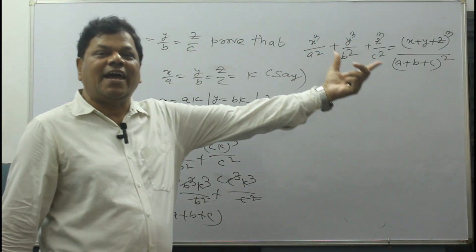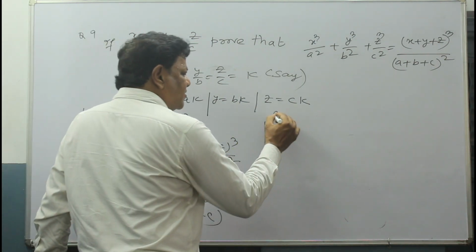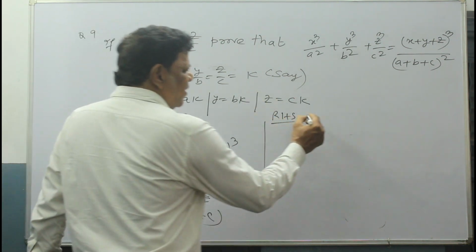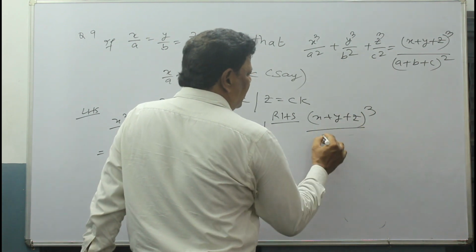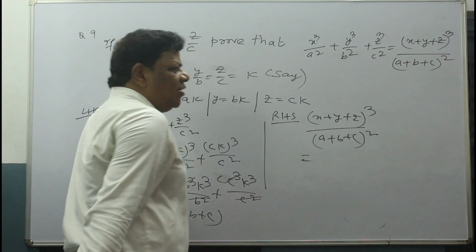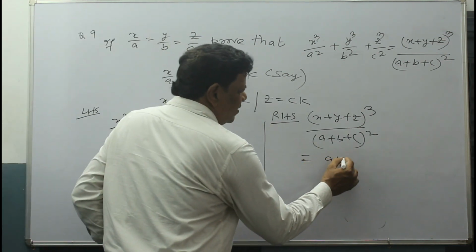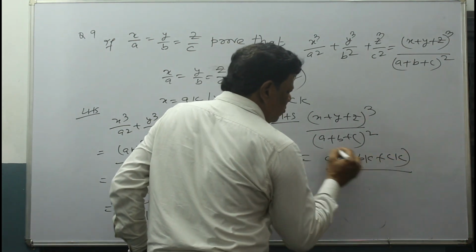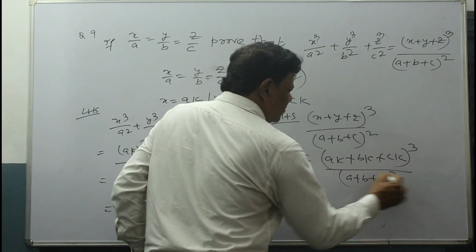The same thing I have to get from the right hand side. Then both are equal. So I have to do the RHS now. Okay, children. RHS, what is given? x plus y plus z whole cube by a plus b plus c whole square. Now x equals what, children? x equals ak, write here ak. This is bk and this is ck, whole cube is given, and this is a plus b plus c whole square.